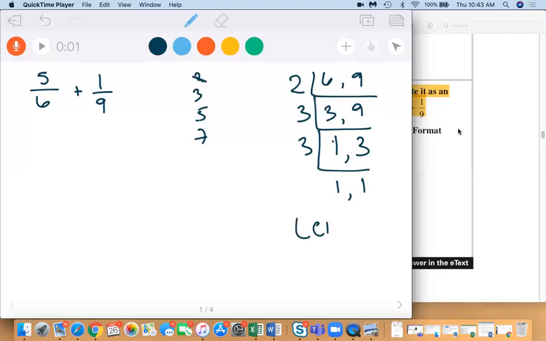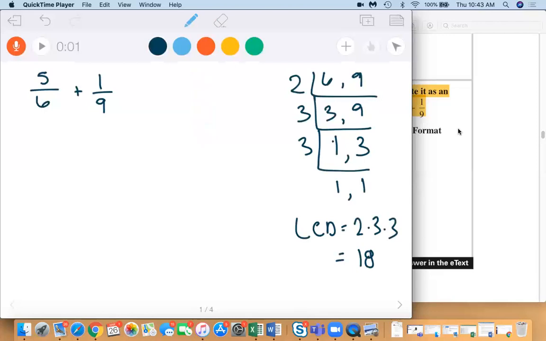So that means the least common denominator equals 2 times 3 times 3. And 2 times 3 is 6. 6 times 3 is 18. Okay? So I'm going to leave that there for a few minutes for anyone writing that down. So that means our lowest common denominator is 18.